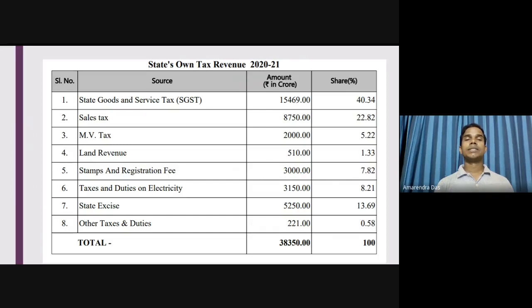You can see the highest revenue comes from the state's goods and service tax, and then the second one is sales tax, and then the next one is taxes and duties on electricity, and then you have land revenue, which contributes a very meager amount. Sorry, state excise contributes quite a sizable amount. That is basically alcohol products and all these things. So these are the sources of own tax revenue.